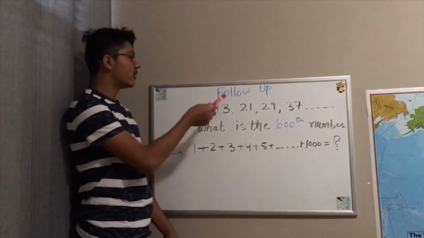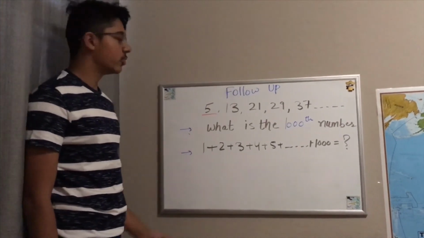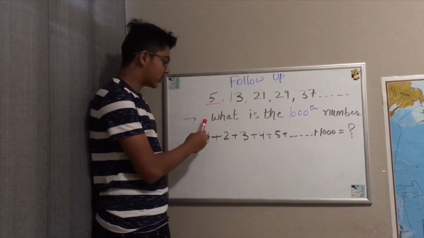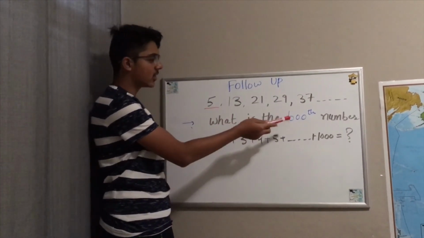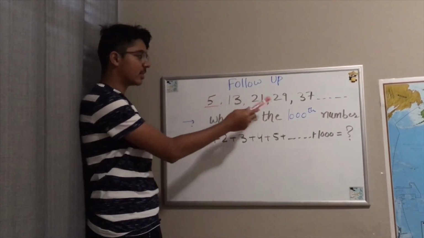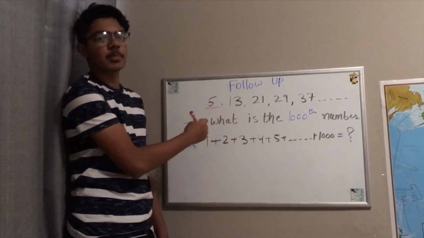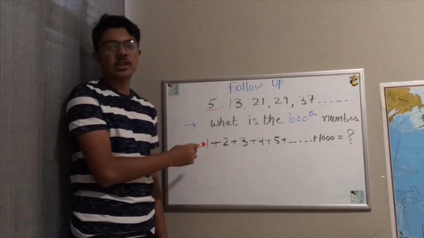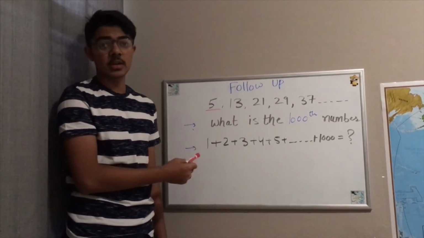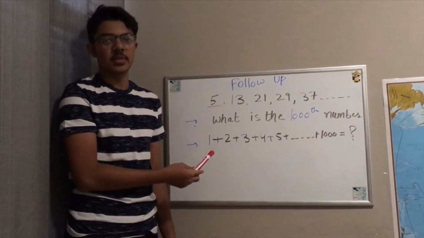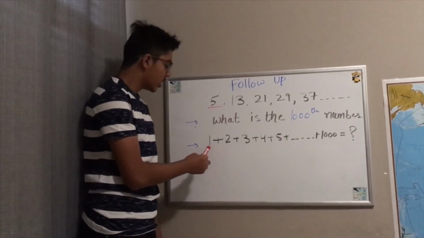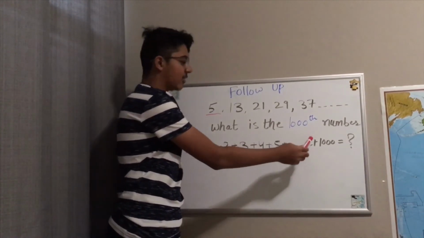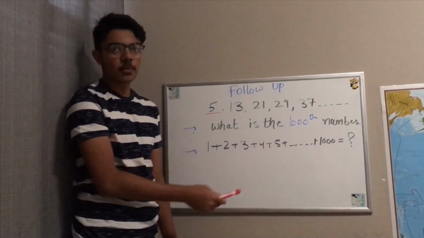Okay, so these are some follow-up questions which you can do to make sure you learned the concept. So this first one is, what is the 1000th number in this sequence? This is the same sequence that we just did, except you have to find the 1000th number instead of the 25th. The second one actually covers a concept that we have not done yet, but we're going to learn in the next video. So you can watch that one. So it's 1 plus 2 plus 3 plus 4 plus 5 plus ... plus 1000. So what does that equal?